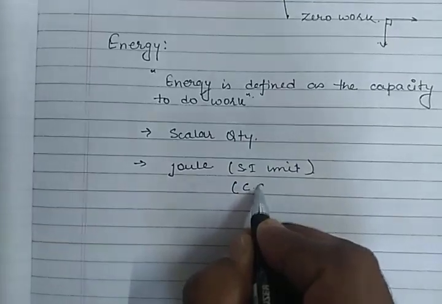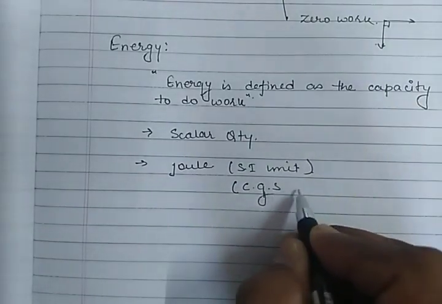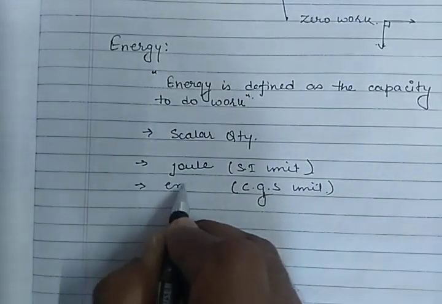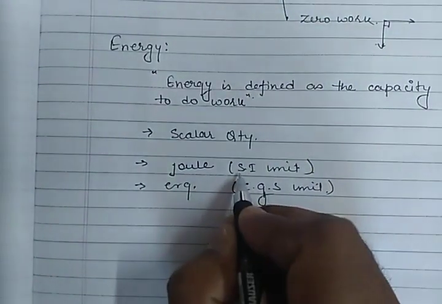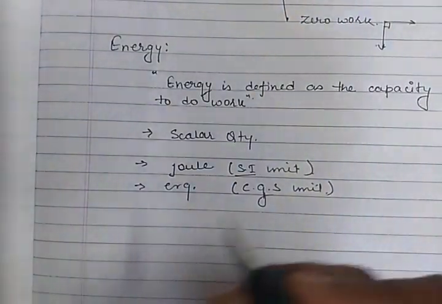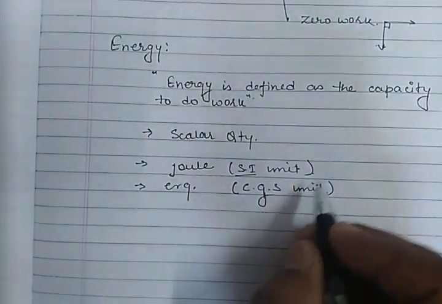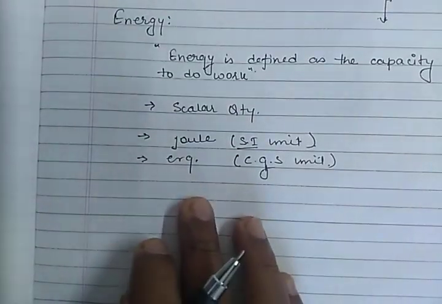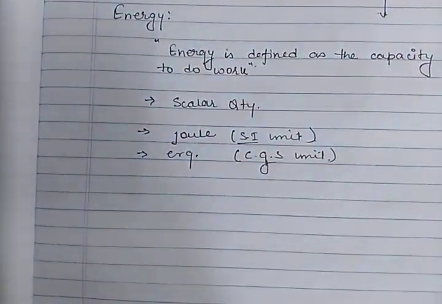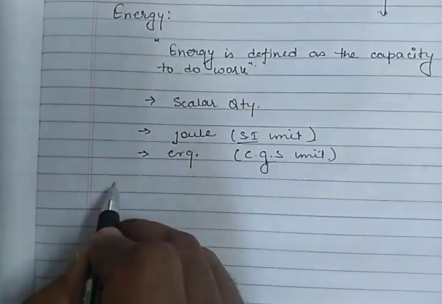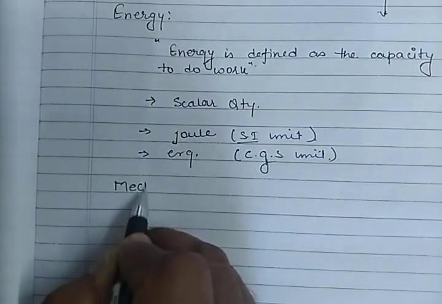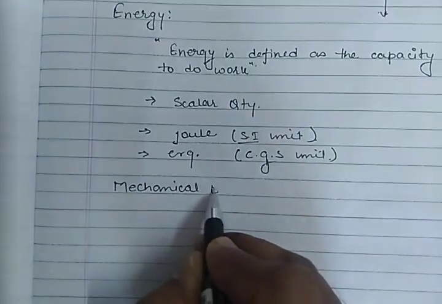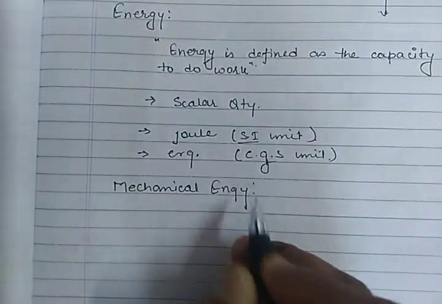CGS unit of energy is erg. This is the CGS unit, this is the SI unit. We all know what is SI unit and what is CGS unit, already discussed in class 9th. Now we have various forms of energy, but here we will study about mechanical energy.